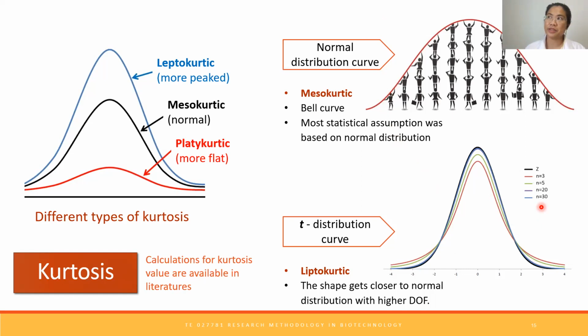So the normal distribution curve, if we think of it, supposes that the whole population is normally distributed. But for the T distribution curve, we only take some sample of data, and that's why when the number of samples is getting more and more, it is getting closer to a normal distribution curve.